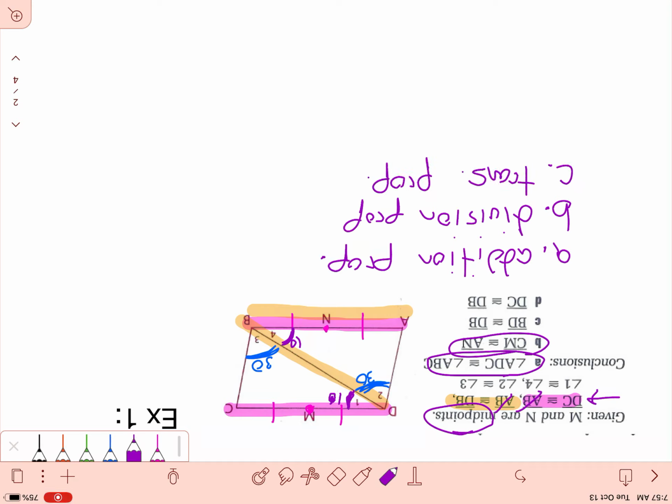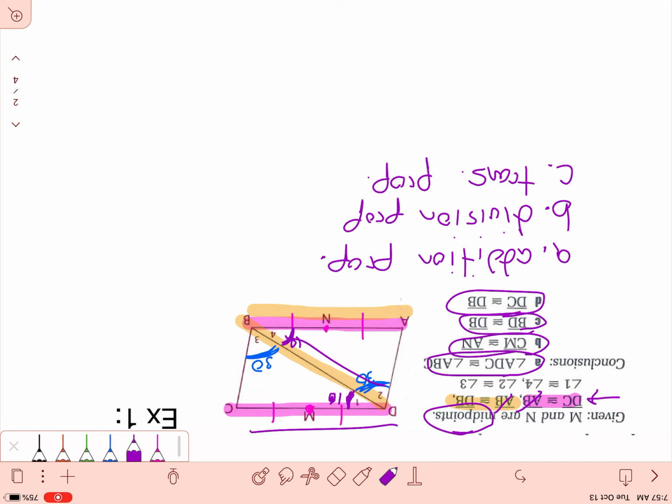And you guys, I would practice writing an if-then. So I would say if two segments are congruent to the same segment, then they are congruent to each other. And then the last one is why is DC congruent to DB? Okay, why is DC congruent to DB? So this one on top congruent to this one on the bottom.